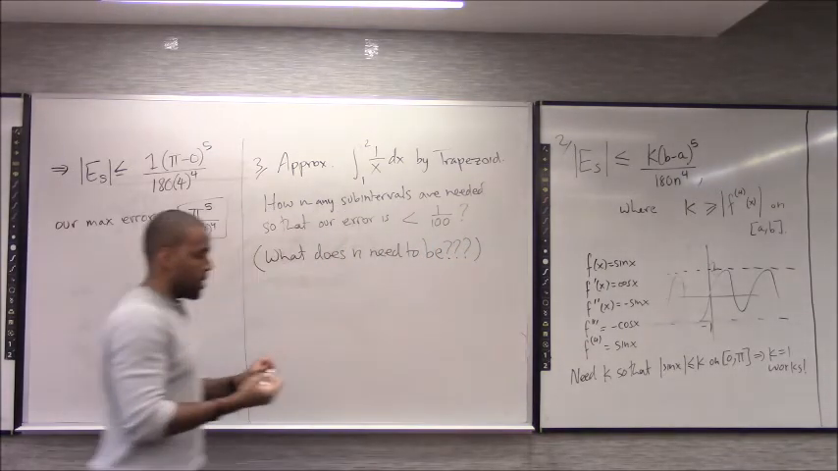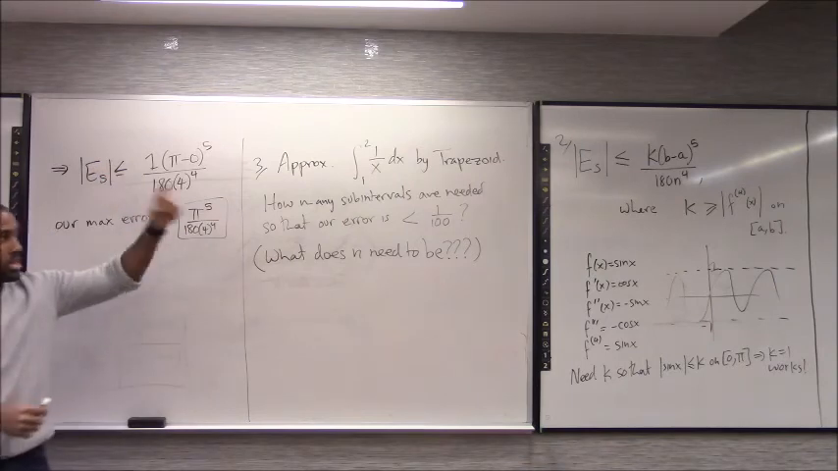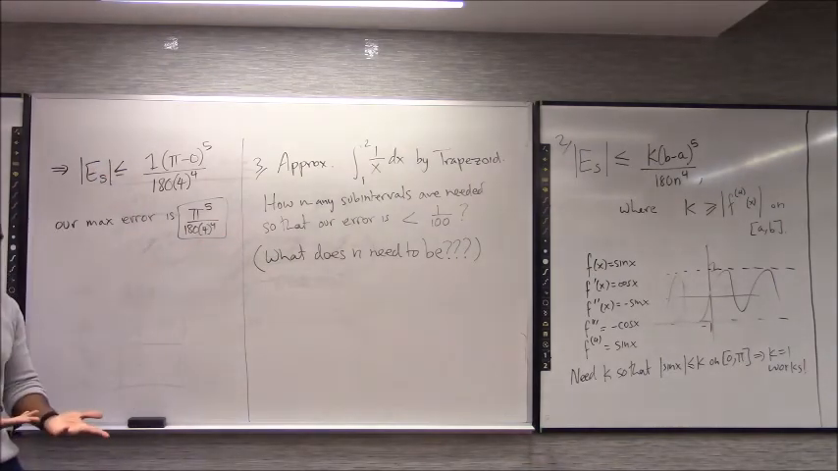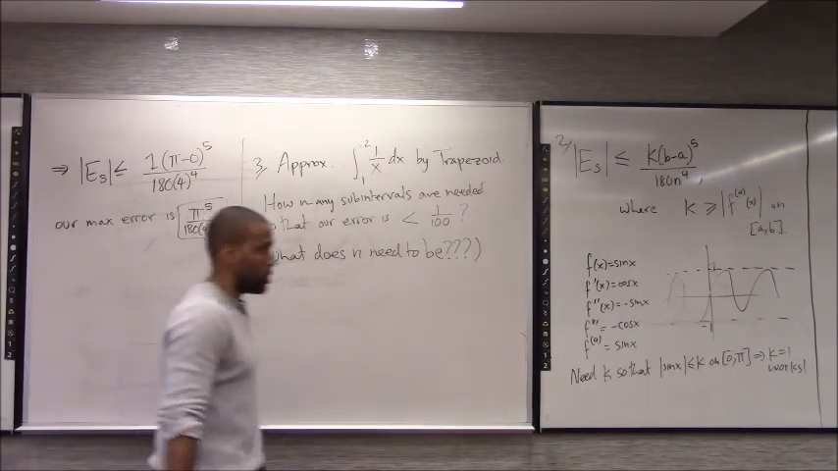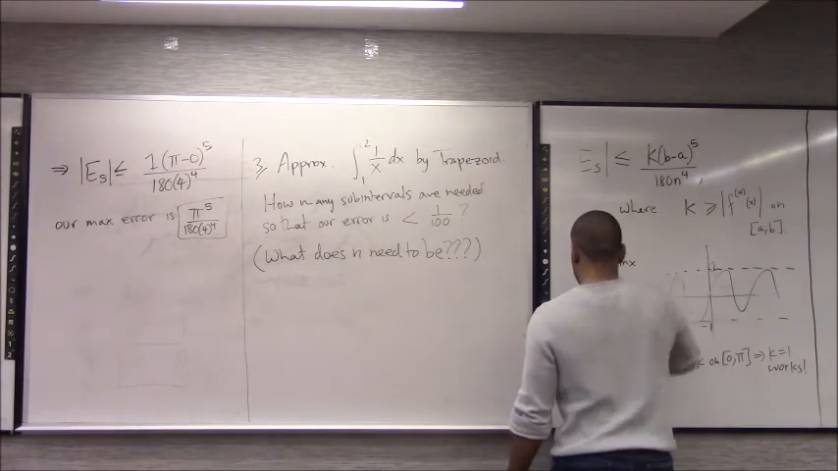So if I want to use the trapezoid rule to get that error, how do I choose n? How many subintervals do I need here? What do you guys think?